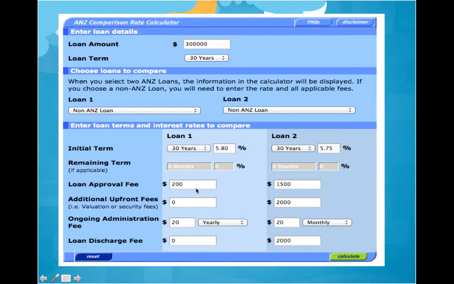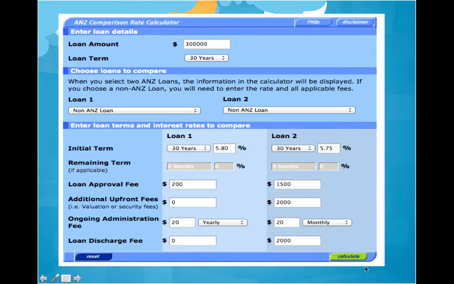Loan number 1 has an approval fee of $200, that's a once-off fee, and a $20 annual fee for account fees. Loan number 2 is also for 30 years, still looking at the same amount. This one has a slightly lower quoted interest rate, 5.75%, but has a loan approval fee of $1,500, additional upfront fees of $2,000, and a $20 monthly service fee, and a loan discharge fee of $2,000.